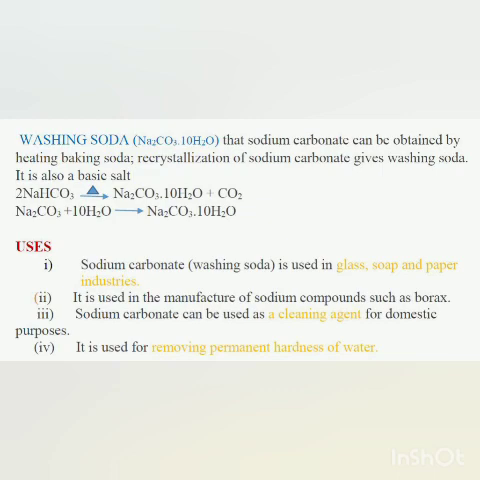The uses of washing soda: it is used in glass, soap and paper industries. It is used to manufacture sodium compounds such as borax, and it is also used as a cleaning agent for domestic purposes. Washing soda is used for removing permanent hardness in water. I hope it's clear to everyone.